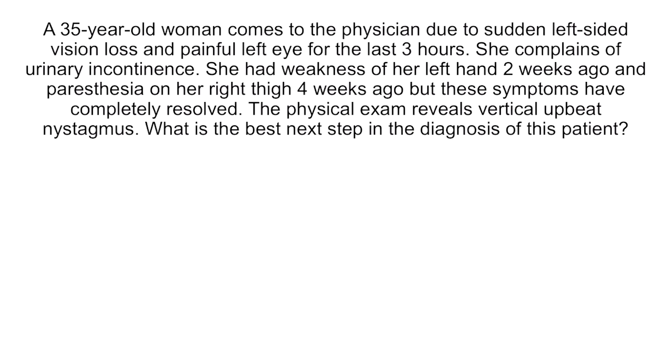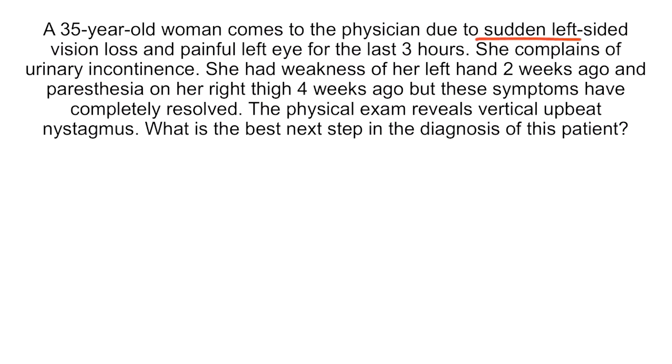Let's try a question. A 35-year-old woman comes to the physician due to sudden left-sided vision loss and painful left eye for the last 3 hours. She complains of urinary incontinence. She had weakness of her left hand 2 weeks ago and paresthesia on her right thigh 4 weeks ago, but these symptoms have completely resolved. The physical exam reveals vertical upbeat nystagmus. What is the best next step in the diagnosis of this patient?